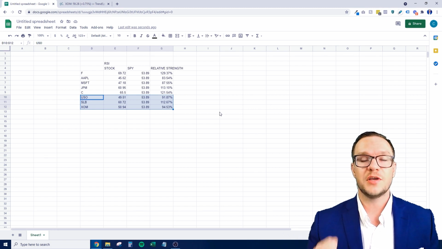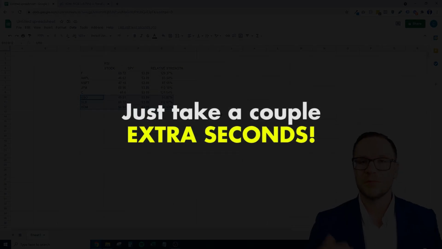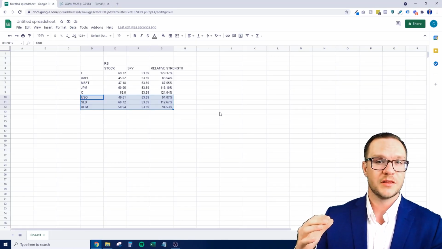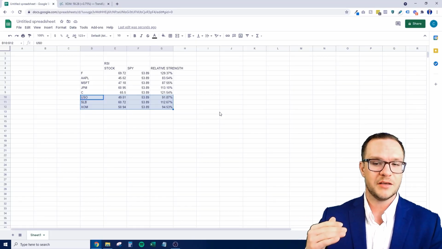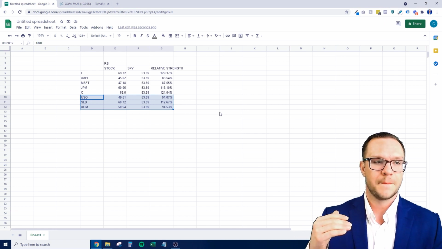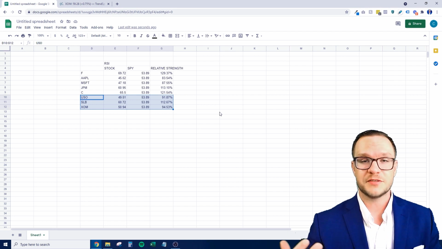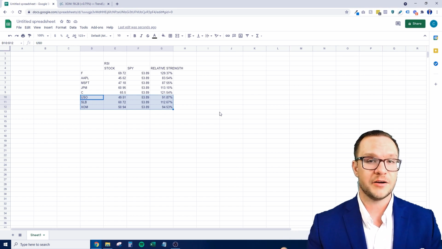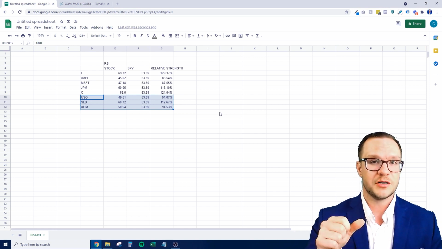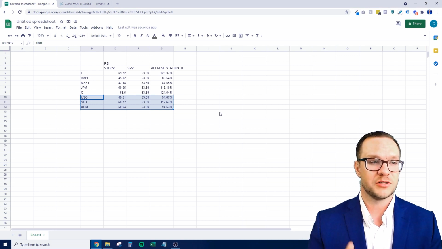This is why it's so key that you just take a couple extra seconds, run this really quick calculation and say, I only have a certain amount of capital that I can work with. Maybe this is the one that has the potential to move faster and higher than the others. I'm not saying it's a guarantee, but what I am saying is it's the relative strength of these to each other and to the market that you're looking at here.